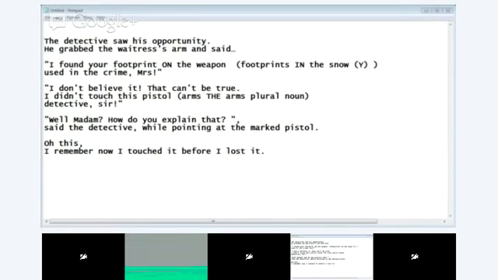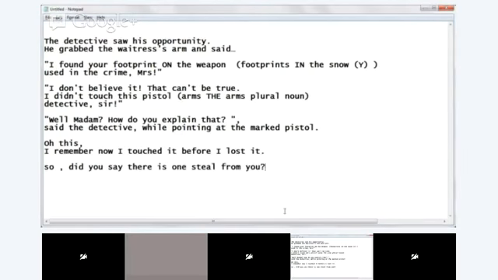So did you say there is one steal from you? Sammy, I think we need to have a look at that one. I don't quite understand. Can you explain it to me, Samar? There is a person steals a gun from her.